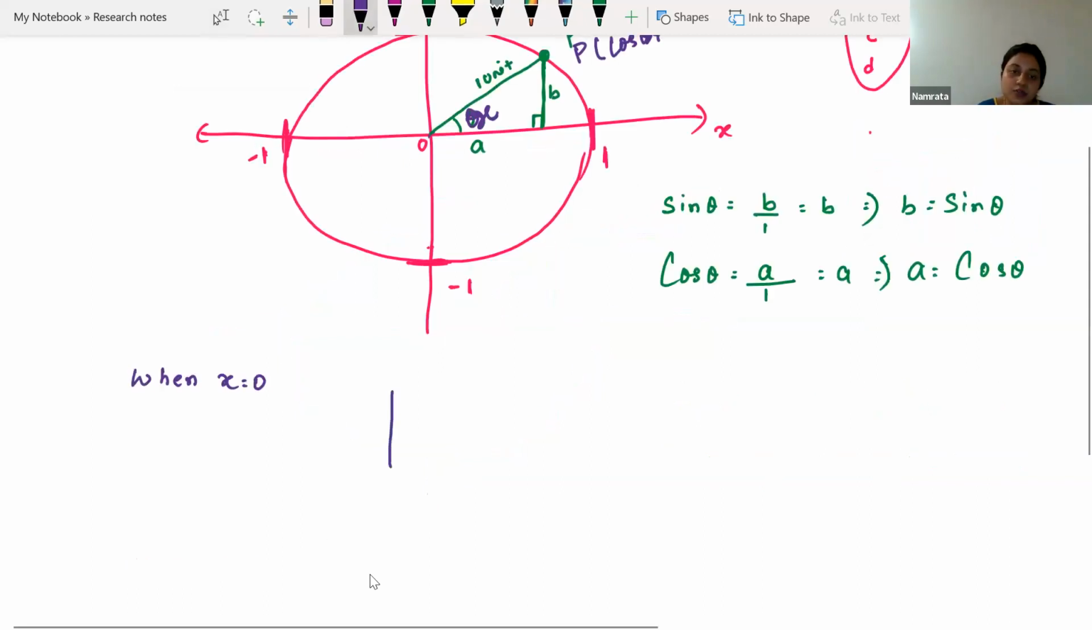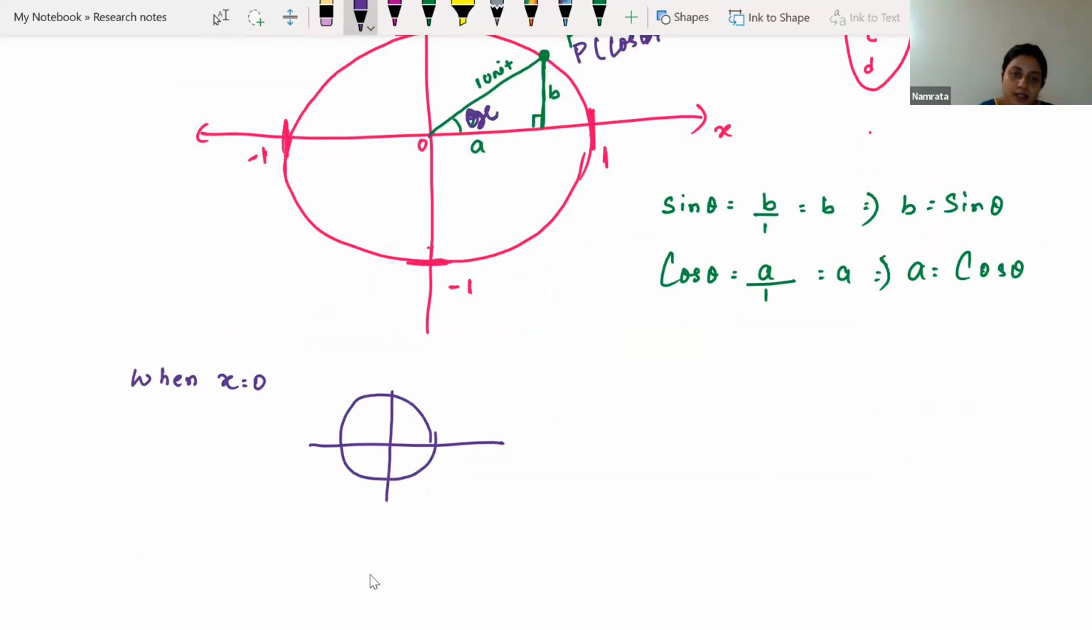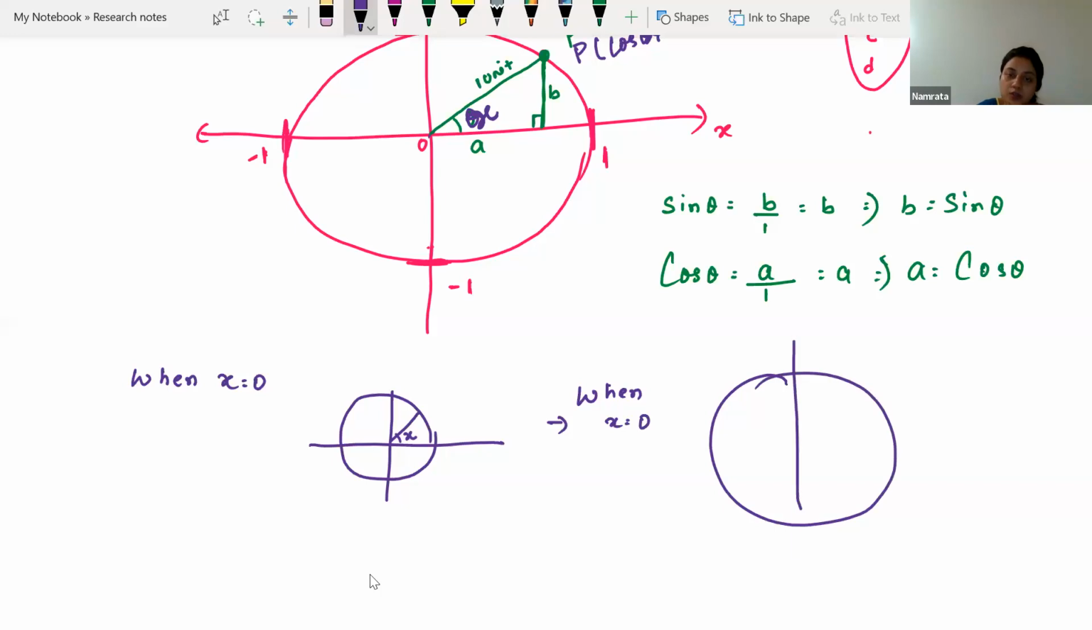Yes, Izan, I'm trying to say that this is our circle and this angle is x. Now, when x is equal to zero, this line will come closer and closer to the x-axis. This is x when you are minimizing the x. Now, when it becomes zero, it will just touch this line, right?